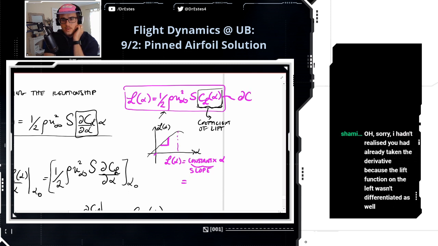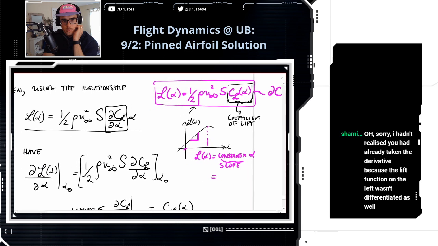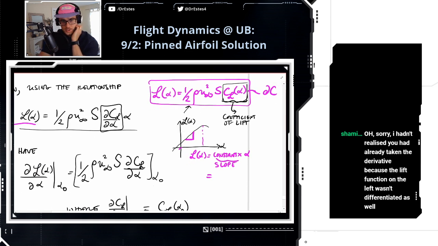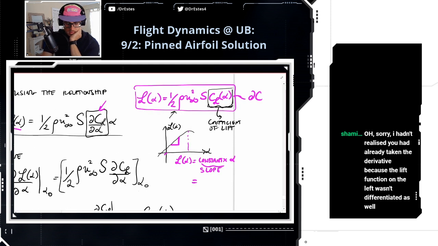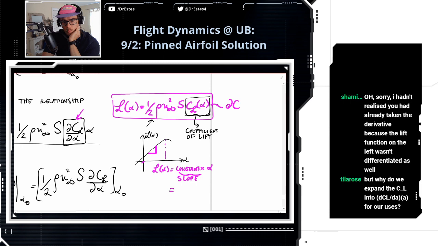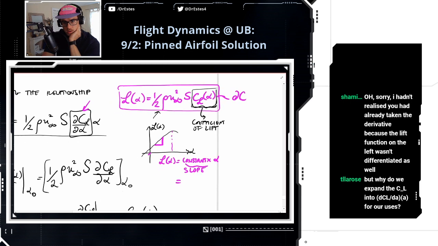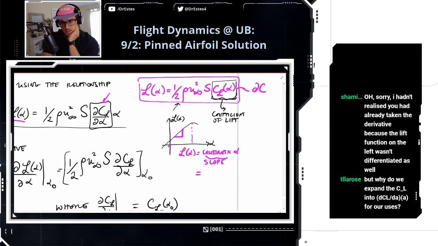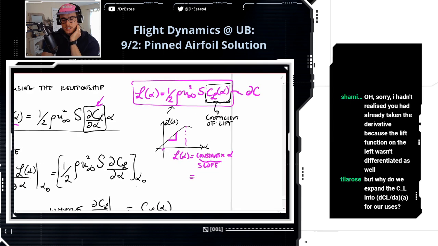Oh, sorry, I didn't realize you had already taken the derivative, because the lift function on the left wasn't differentiated as well. Well, that's the point. This is not differentiated, and yet this partial still shows up here. But why do we expand the coefficient of lift into dCL/dalpha times alpha? So I guess that's what I'm trying to say.